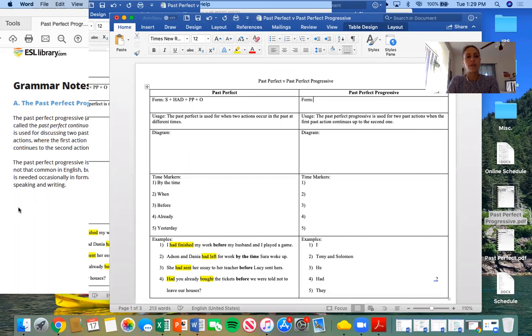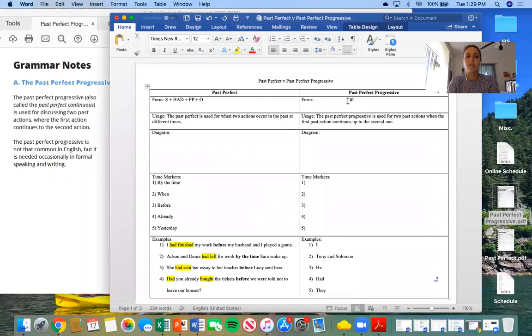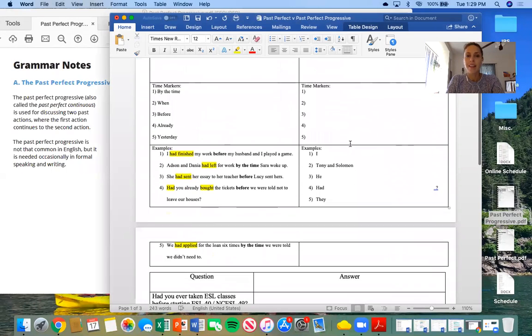And let's make sure that we understand the form. So we have had, been, ing. So we do subject plus had plus been plus verb ing plus object. So we see that's very similar. Had, subject had, past participle, but instead of past participle, we're using been ing. Okay. Now again, please make sure that you put your diagram somewhere in your notes.